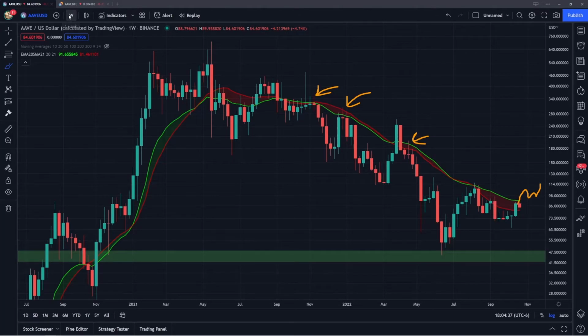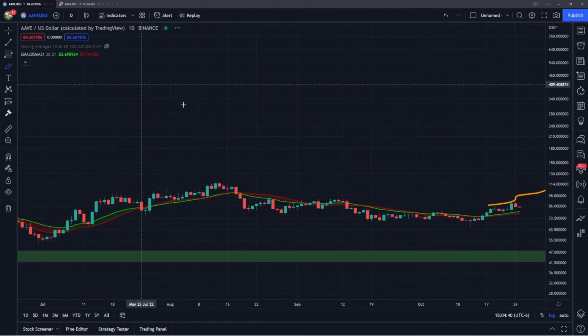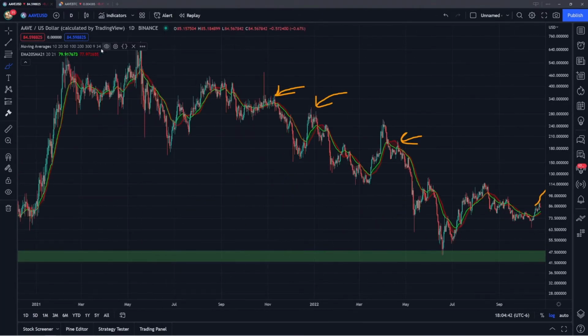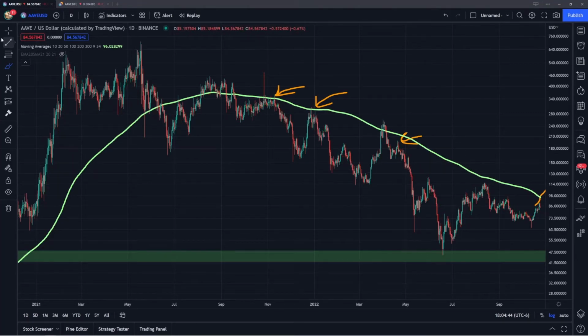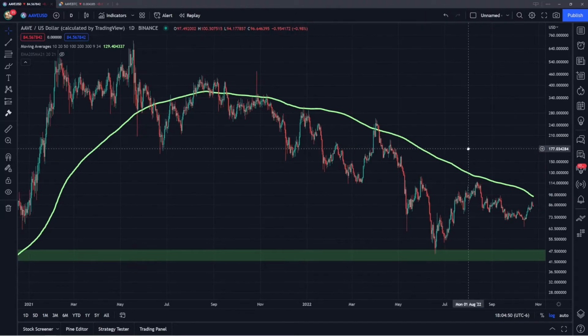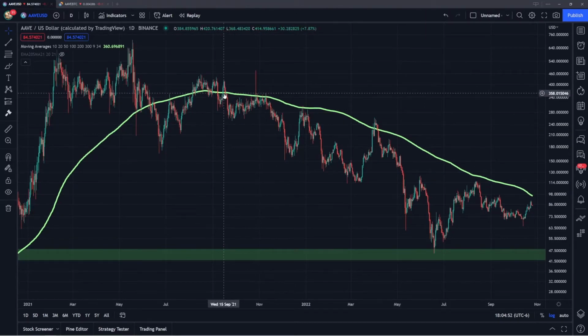Now, along with the 20 and 21 weekly moving averages, I'm also going to be looking at the 200-day simple moving average. So that is going to be this green line right here. And first, let me just remove these drawings so we can have a fresh look at this moving average. Going back here to that same time frame in September of 2021, this level was also lost as our support. And in fact, we did flip it into resistance.